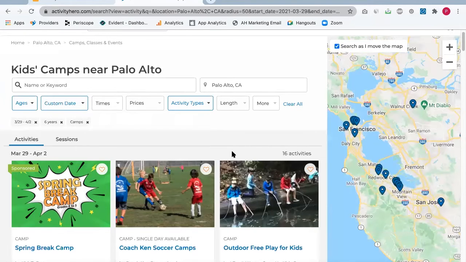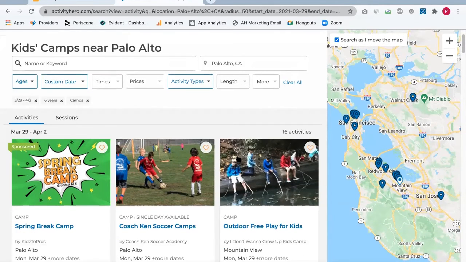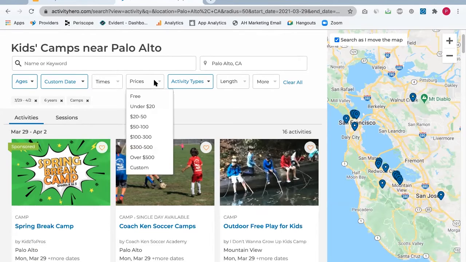So it's a lot more reasonable to look through potentially 16 activities. And here we've done the work for you, instead of having to figure out whether they have something that fits your schedule. We do the work for you. If you had any particular time of day that you were looking to fill, you could search by times. If you had a specific price range in mind, you could also search for that.